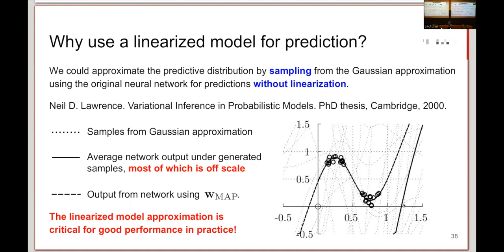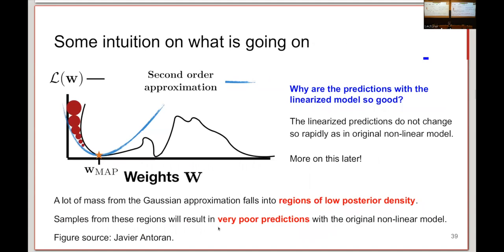Why? He was not doing the linearization for predictions, which is what David MacKay was doing. So it turns out that this linearized approximation, when you make predictions, is key to make these methods work. And we're going to see later why this is the case, and we'll get more insights on this. I can tell you a bit of what's going on.